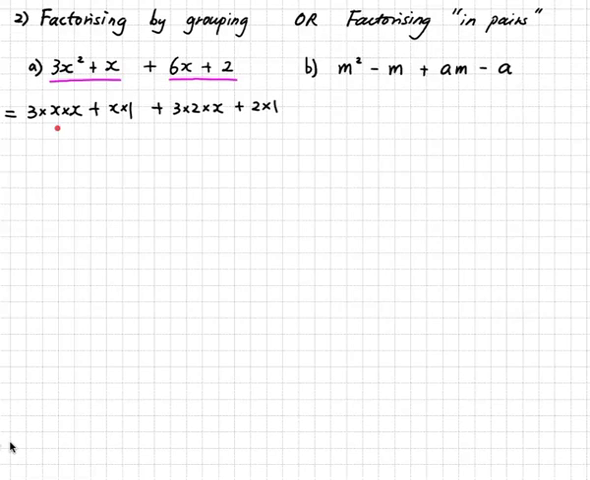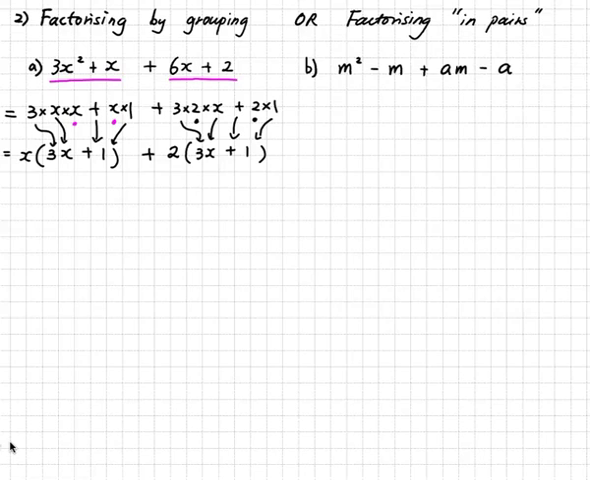Now I'm looking for the common factors. For the first group, I have a common factor of x, and I'm going to take that x out. Whatever's left goes into the bracket, and I have 1 here. So I've finished my first group. Now I'm going to complete my second group. The common factor is 2, so I'm going to take the 2 out, and whatever's left goes into the bracket.